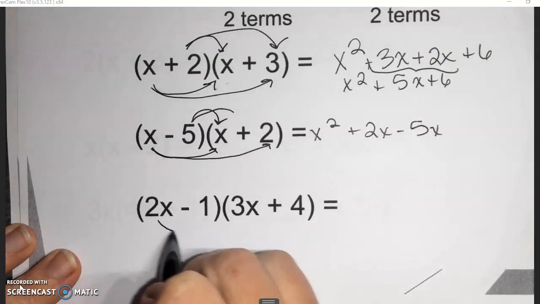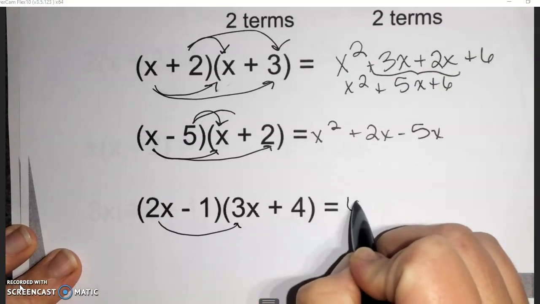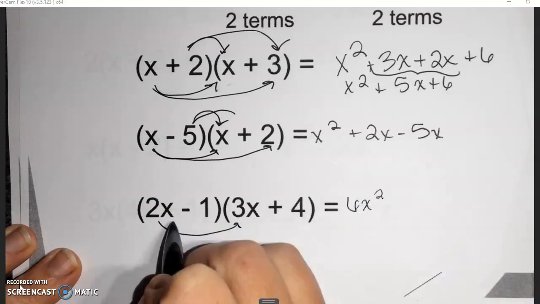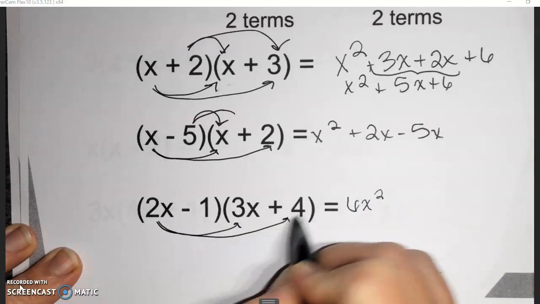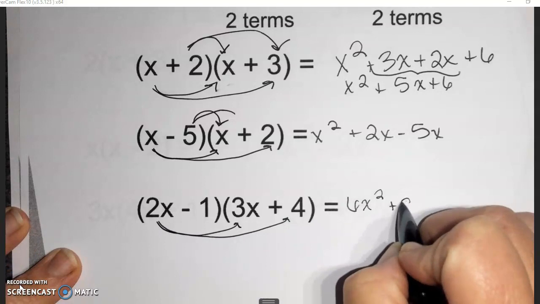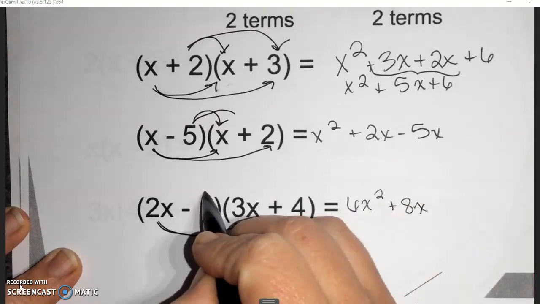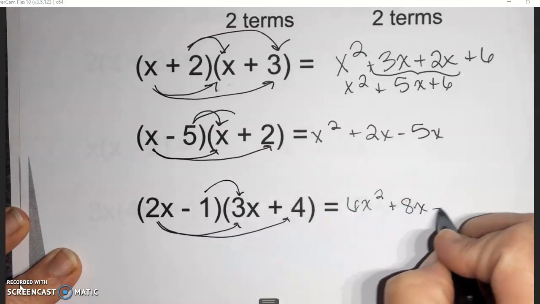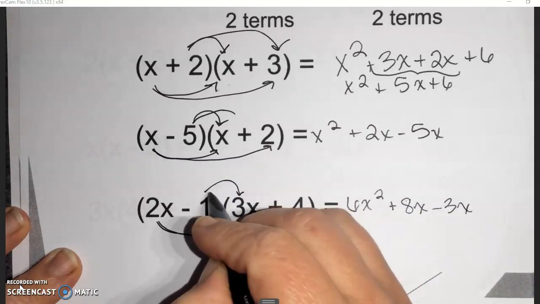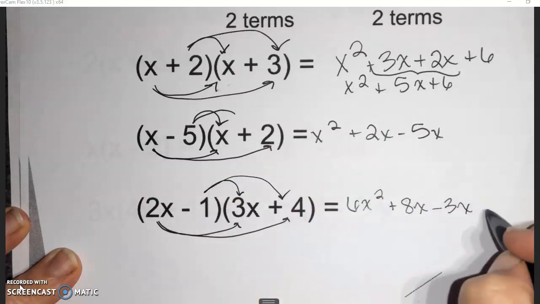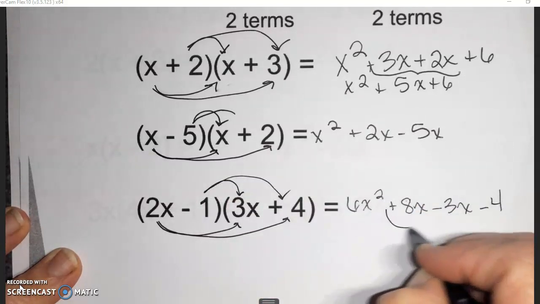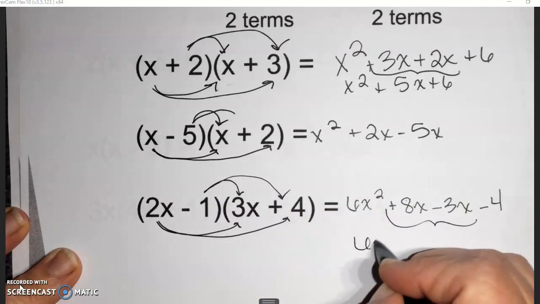Okay, and for the last one, 2x times 3x is 6x squared. First term times the last term, plus 8x. Negative 1 times 3, negative 3x. Negative 1 times 4, negative 4. Combine your like terms.